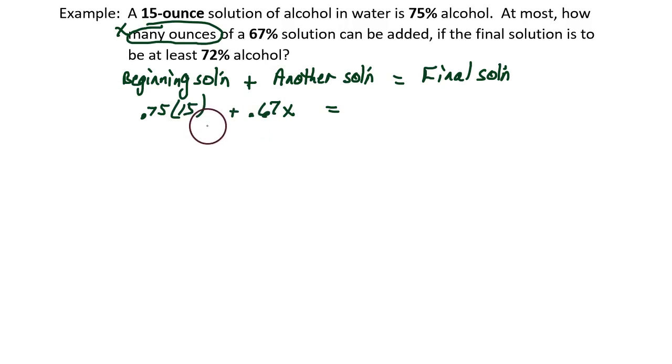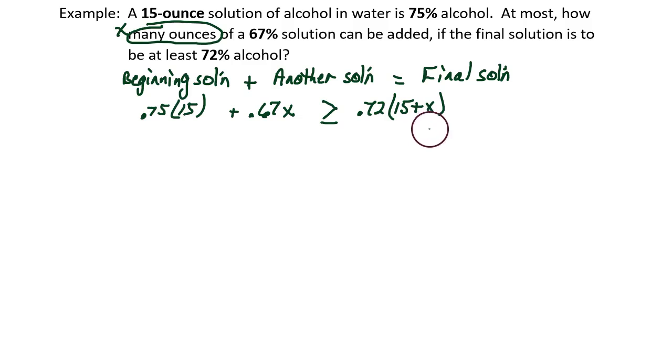When we mix the beginning solution and that new solution together, it creates a final solution. And we're told that that has to be at least 72% alcohol. The symbol for at least is greater than or equal to. 72% is the decimal 0.72. And we'll multiply that by the amount of that solution. We started with 15 ounces and added X ounces. So the amount of the final solution is the expression 15 plus X. 72% of that is alcohol. The rest of it is water.